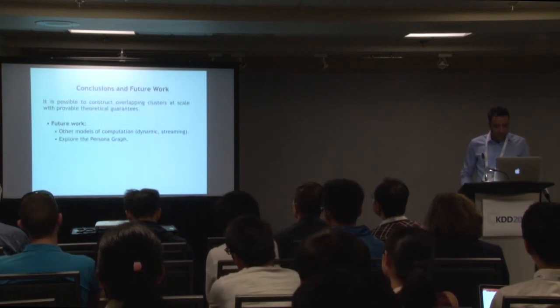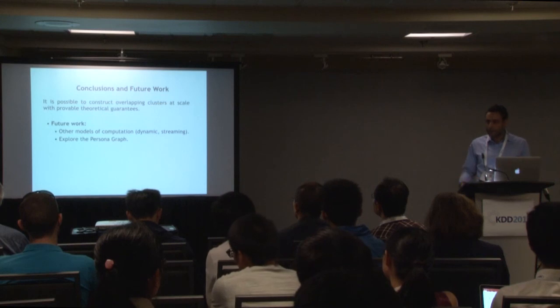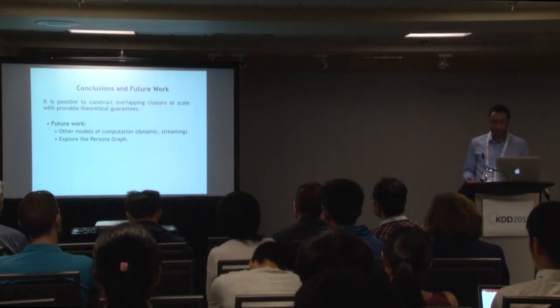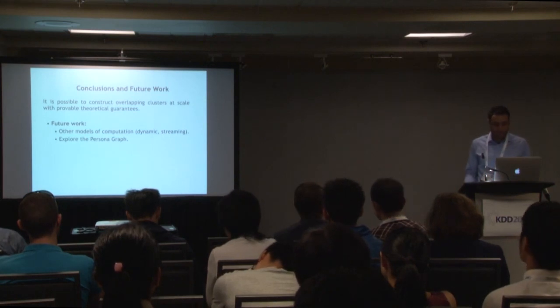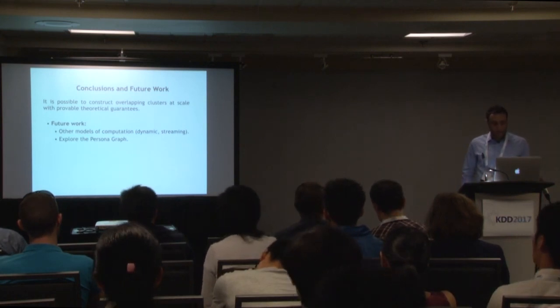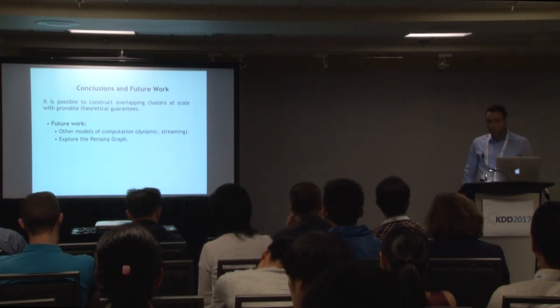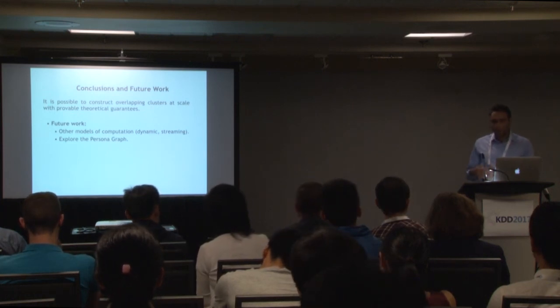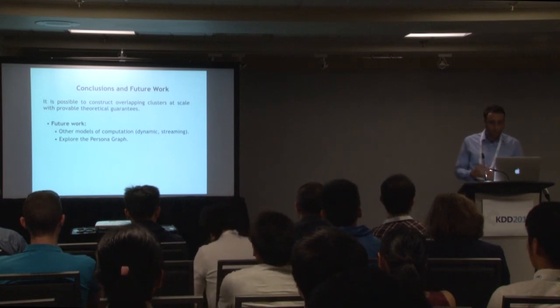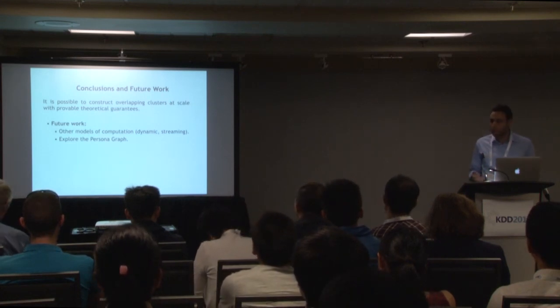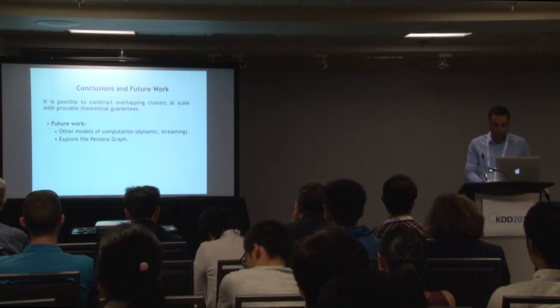So now, in conclusion, we have shown it's possible to construct and cluster the egonets of very large graphs with provable theoretical guarantees, and there are potential applications in other works. As future work, we want to extend this work to other models of computation, for instance dynamic graphs or stream graphs, and we also want to explore the properties of this persona graph and the potential application in other problems.